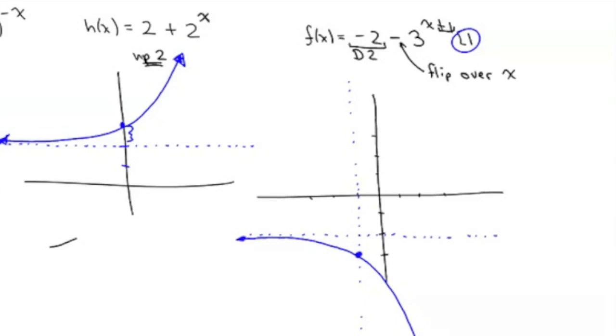Last transformation. Yeah, transformations aren't that exciting with these functions. g of x is equal to 2 minus 3 times 2 to the x minus 4.